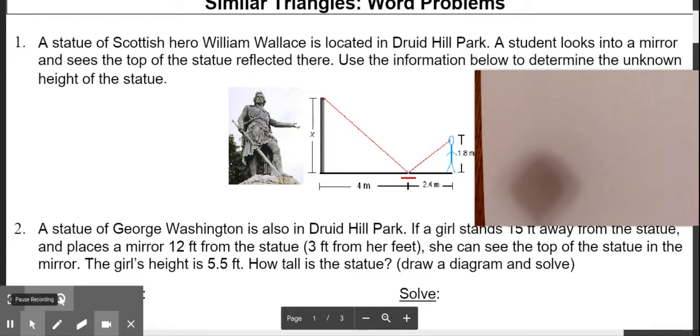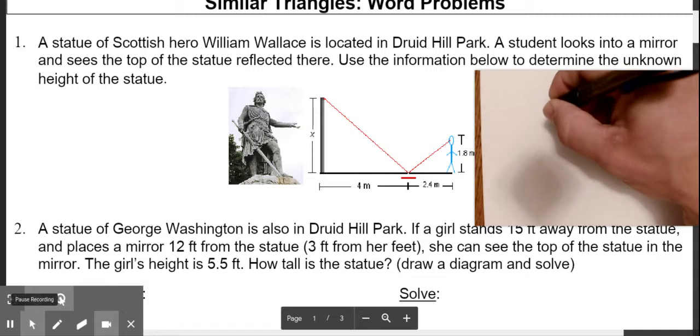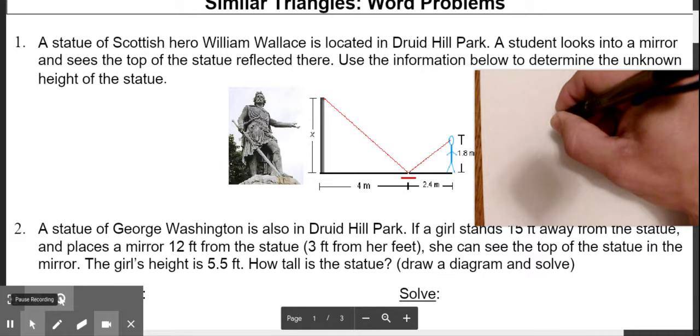This is going to be our last bit about similar triangles, and in today's lesson we're finally applying these things to some real life scenarios. So what's going on in this first one is the student's using a mirror to figure out the height of a statue.